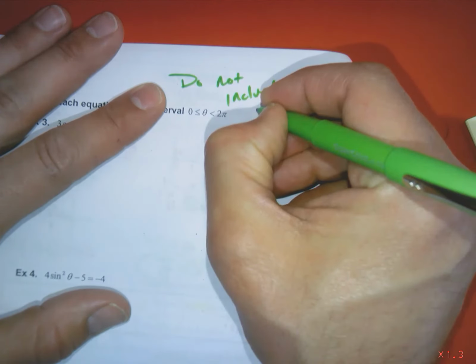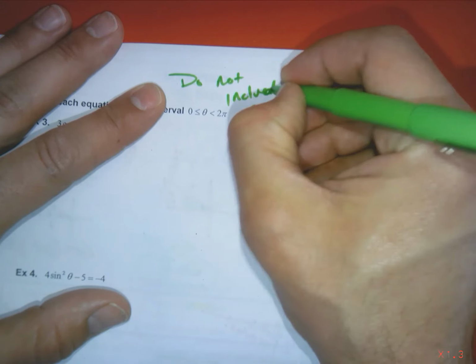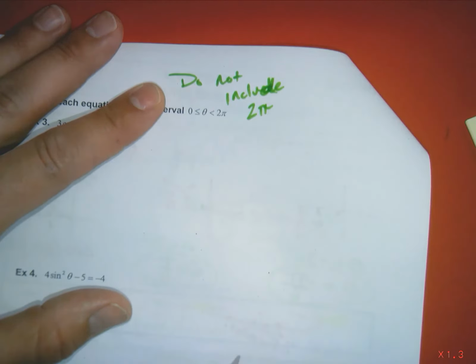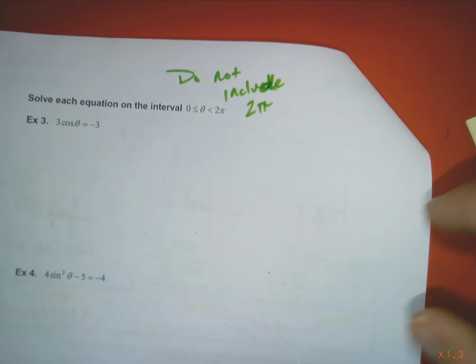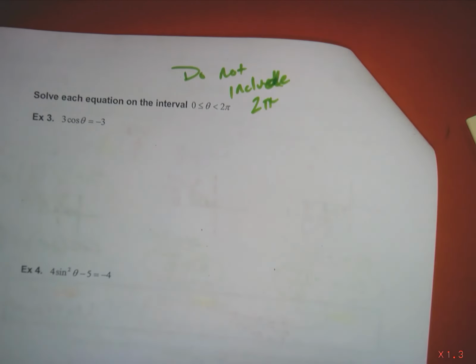include 2 pi. It doesn't look right. Include. I think that's right. With an E on the end? Include? Yeah. I'm a math guy. English, not so good. Sometimes you spell a word and it just doesn't look right.